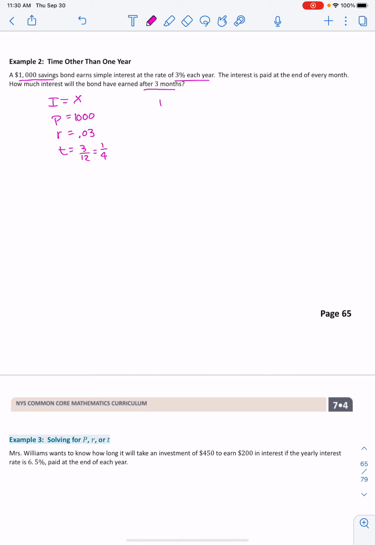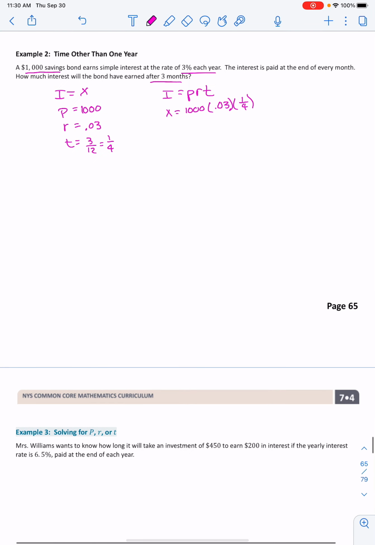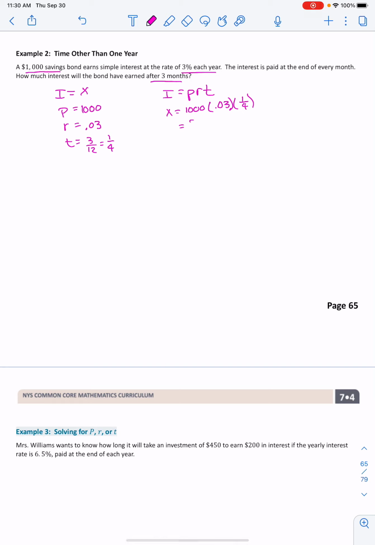So we have I equals P, R, and T. So now we have X equals 1,000 times 0.03 times 1/4. Oops, sorry. And our interest that's paid then is $7.50.